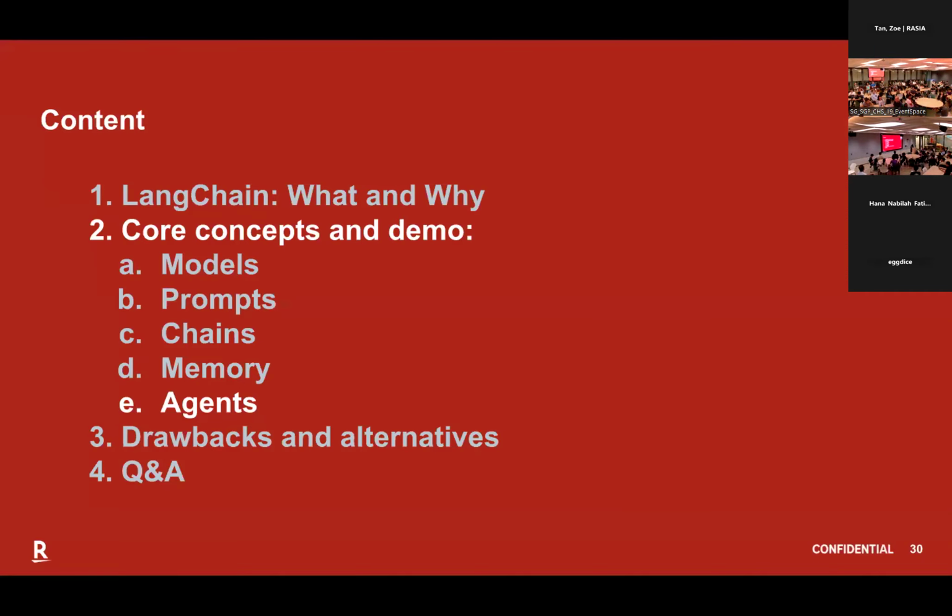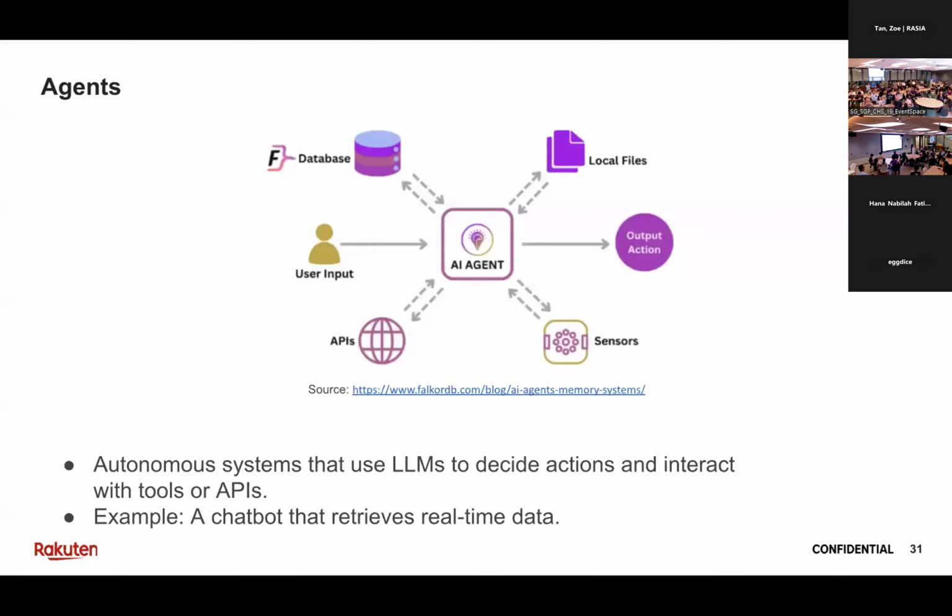Now we're going to move into agents. We've heard a lot of things about agents recently. A lot of companies now are moving towards wanting to build their own AI agents. So what are agents? Agents are essentially autonomous systems that use LLMs to decide actions and interact with tools or APIs.